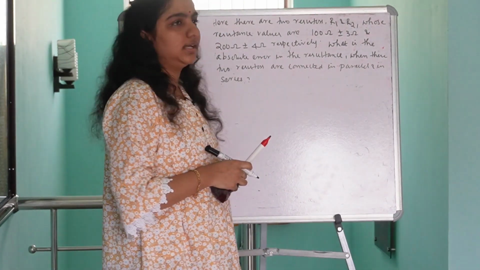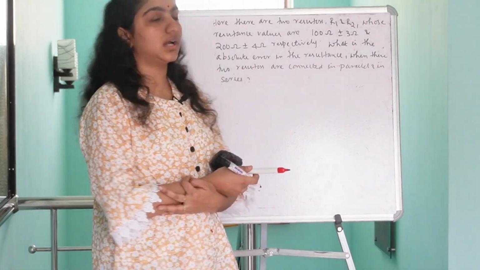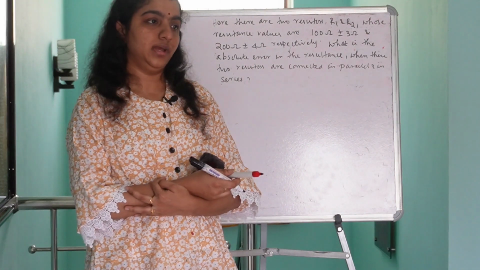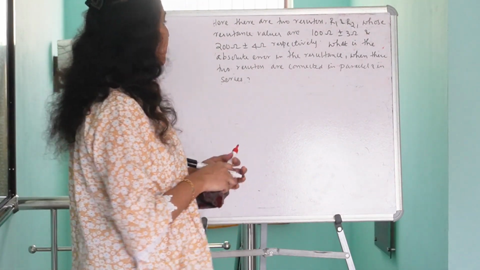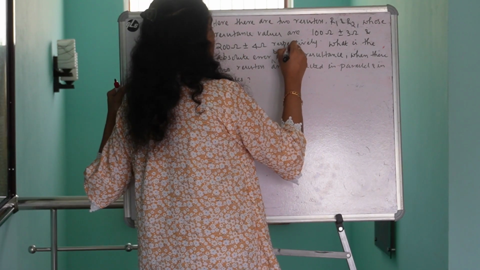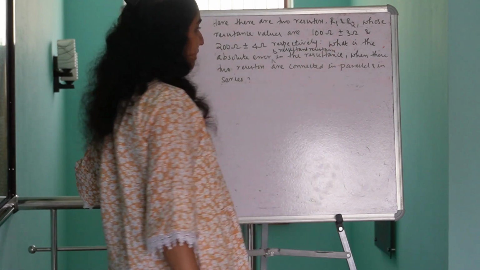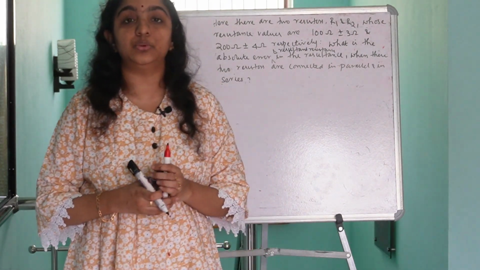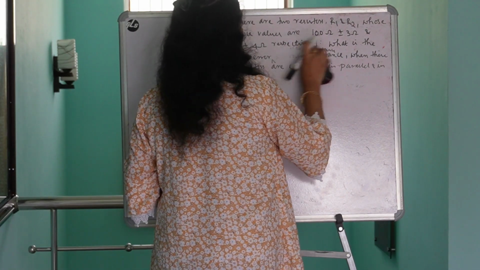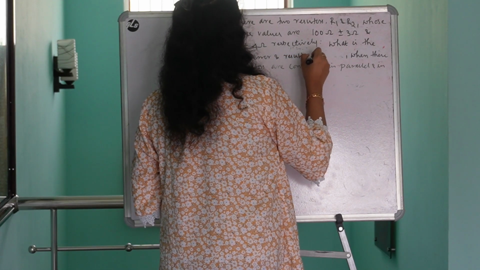So here in this question you are given two resistors having resistance values 100 ohm plus or minus 3 ohm and 200 ohm plus or minus 4 ohm. Here you are asked to find the absolute error and resultant resistance. Let this question be like this: absolute error and resultant resistance.